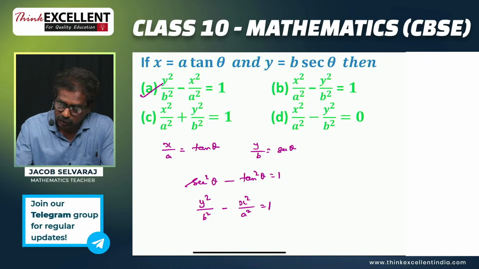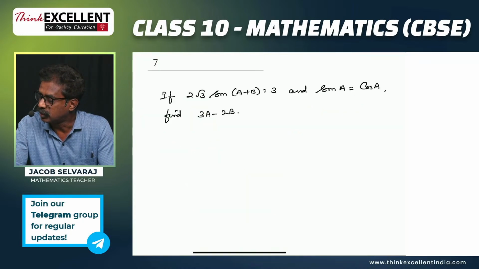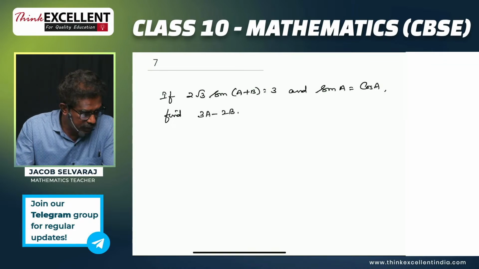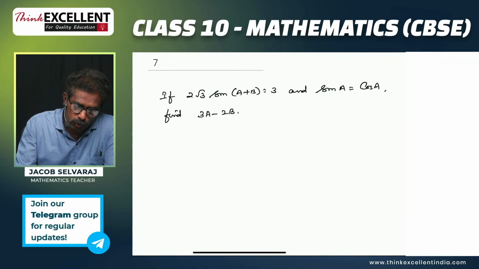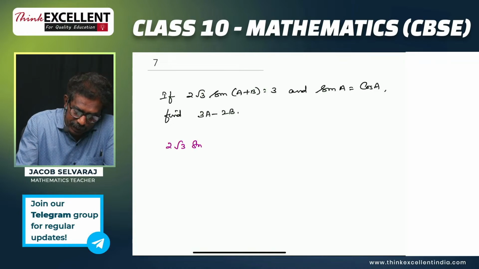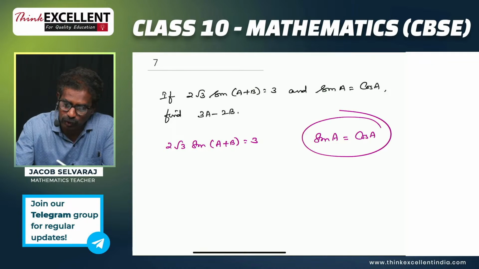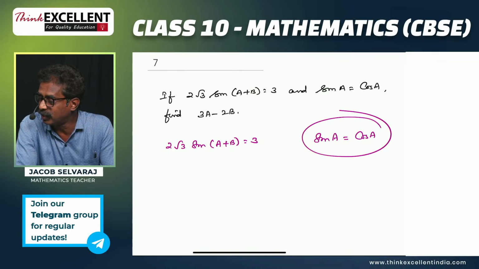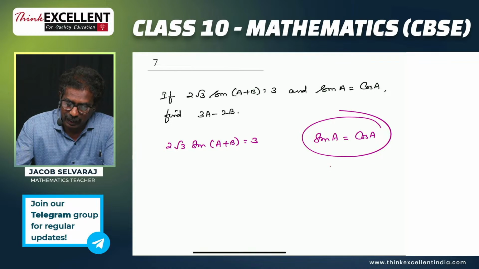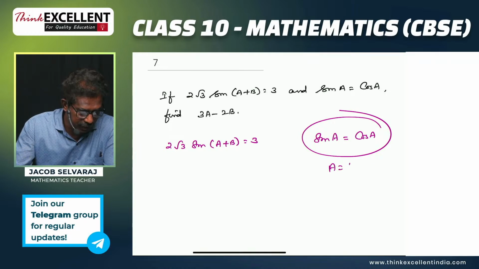Okay, let's move on to sum number 7. Yes, Nakshatra, your answer is right. Look at the 7th sum. 2 root 3 sin a plus b is 3, and sin a equal to cos a. Immediately you know what a is, right? Sin a equal to cos a, so a equals 45 degree.